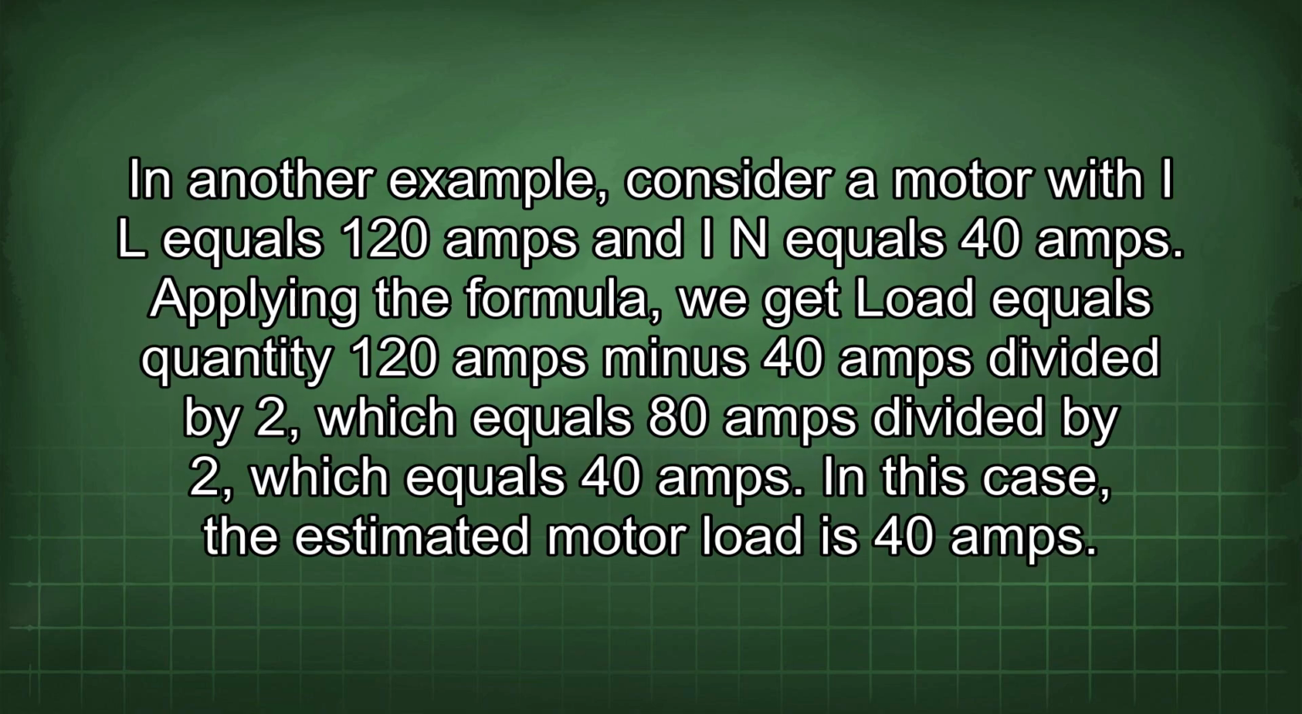In another example, consider a motor with IL equals 120 amps and IN equals 40 amps. Applying the formula, we get load equals (120 amps minus 40 amps) divided by 2, which equals 80 amps divided by 2, which equals 40 amps. In this case, the estimated motor load is 40 amps.